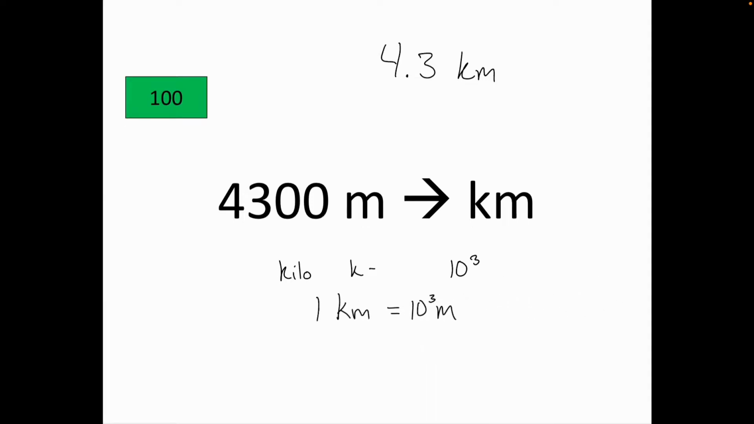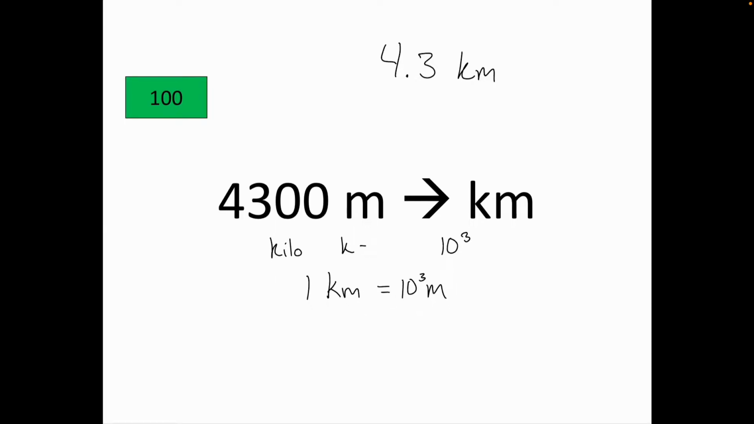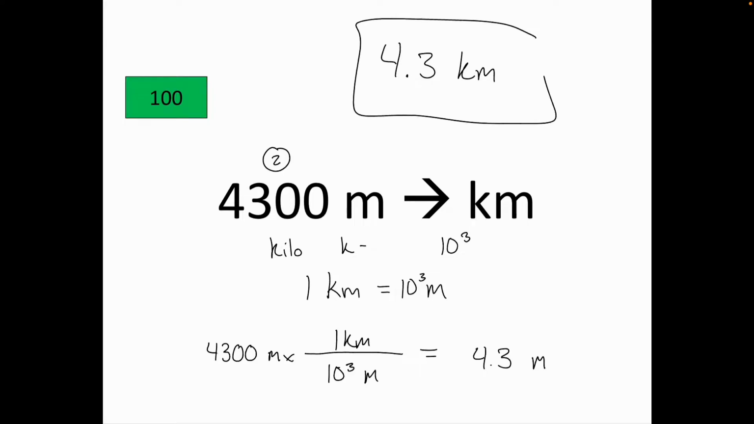So then we're going to use that piece of information, starting out with our 4,300 meters. We're then going to use the fact that there are 10 to the 3 meters in 1 kilometer. So we punch that into our calculator, and our calculator gives us 4.3. 4.3 is the correct number of sig figs because there's no decimal in this number here, so this only has 2 sig figs. So my final answer is 4.3 kilometers. All right.